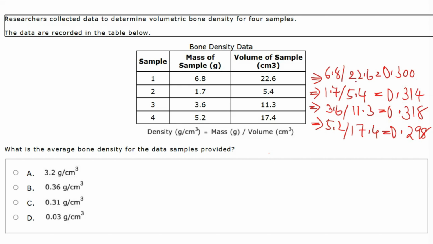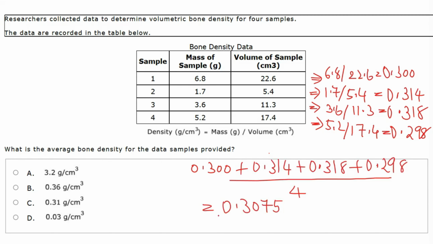Now you have to find the average, because we need the average bone density. So you just have to add all and take the average. You get 0.3075, which when you round it is approximately 0.31. So the answer is going to be 0.31 grams per centimeter cubed.